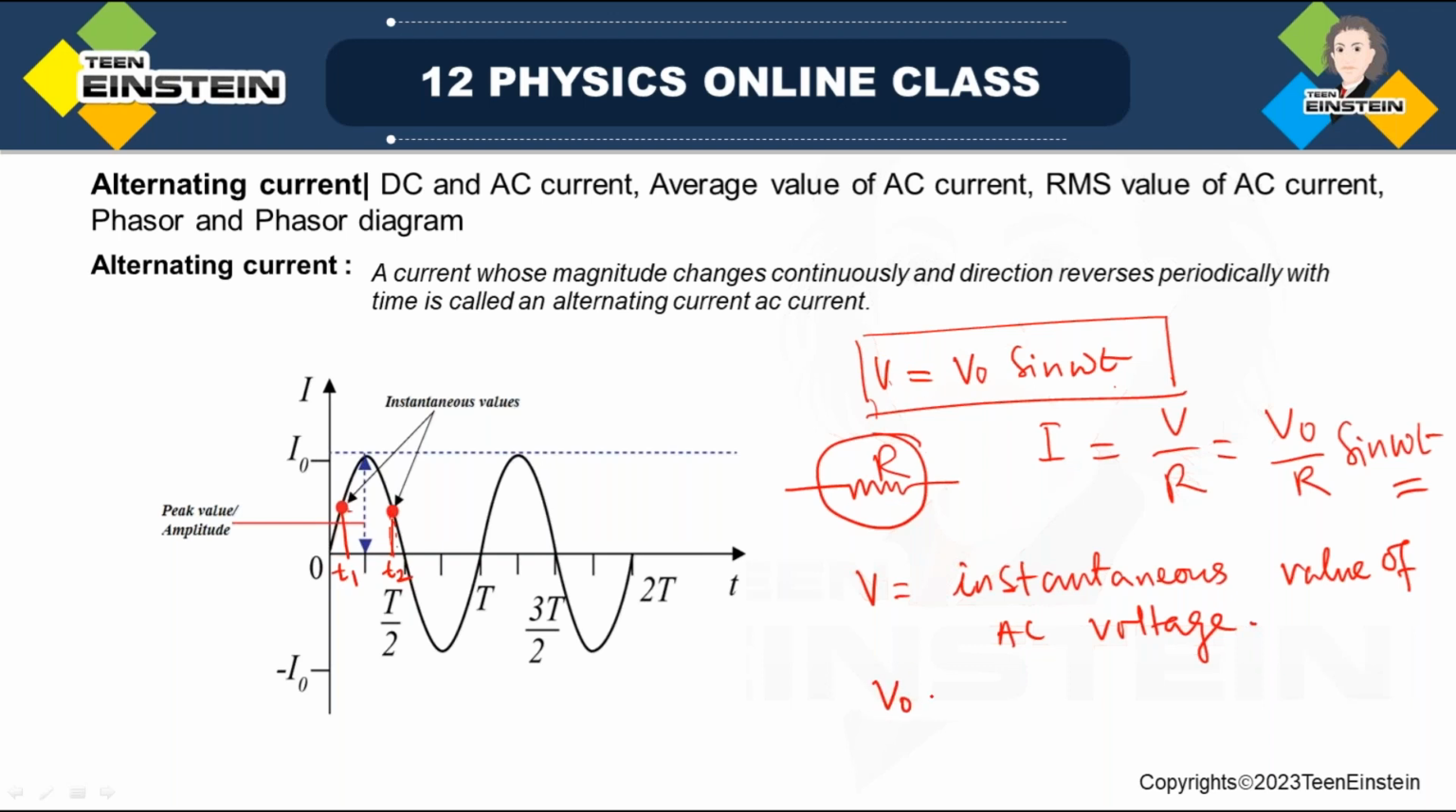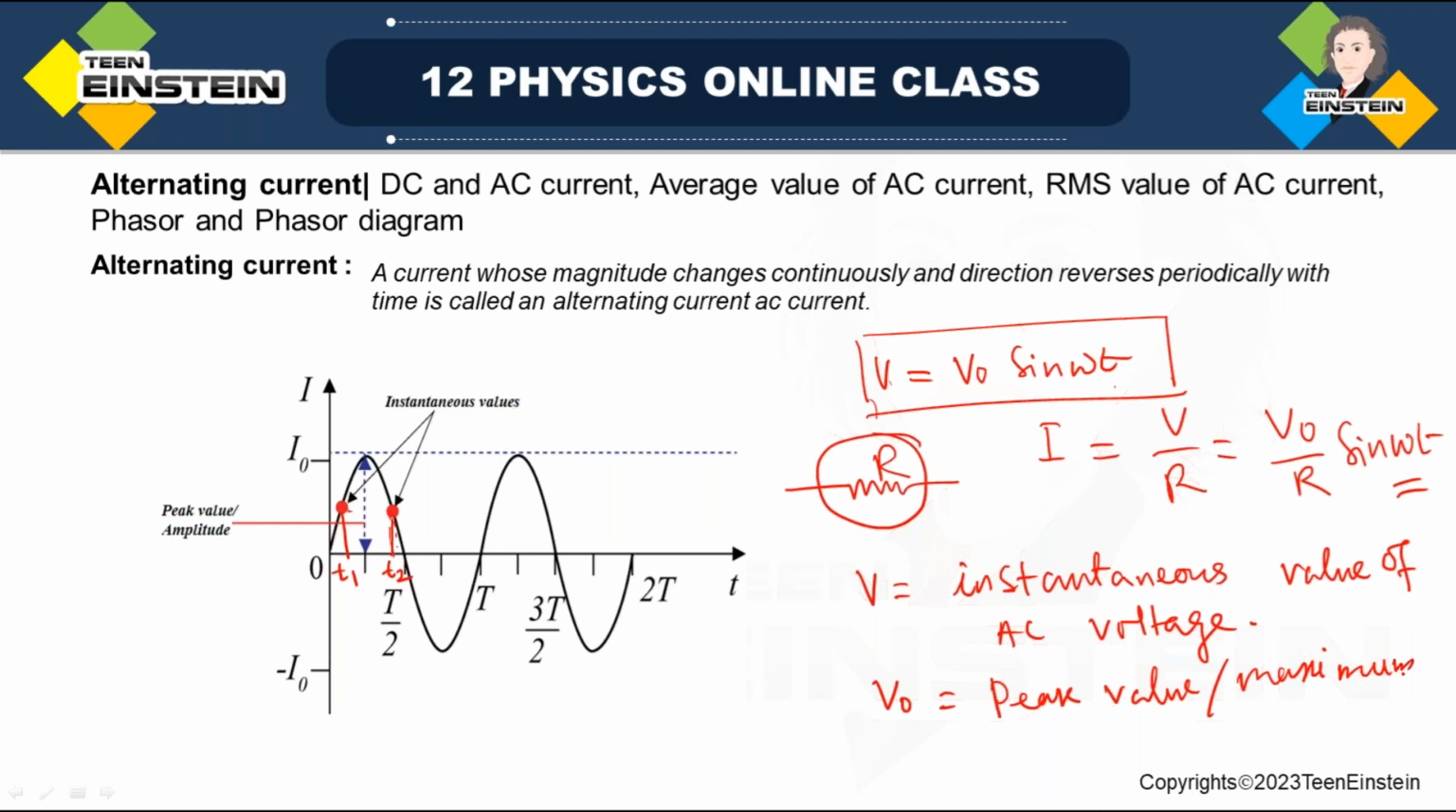What is this V0? V0 is called the maximum amplitude of the voltage, or the peak value here. In AC, you will use the term peak value or maximum value, right?